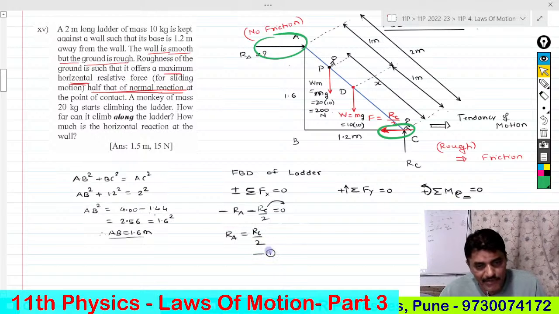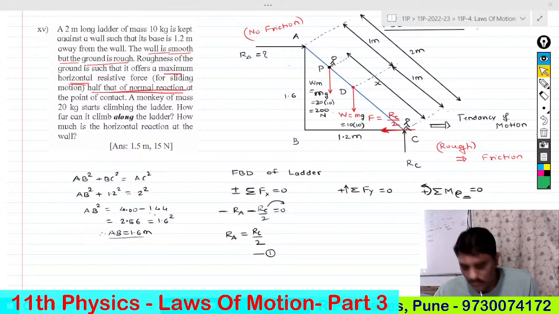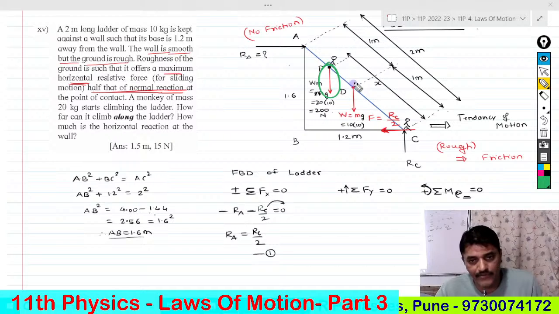Well, that is my first equation. You see? Let me go for the second equation now. Summation of all the forces in the y direction. So what all forces are in the y direction? एक ये force है, this one and this one. These are the three forces in the y direction.